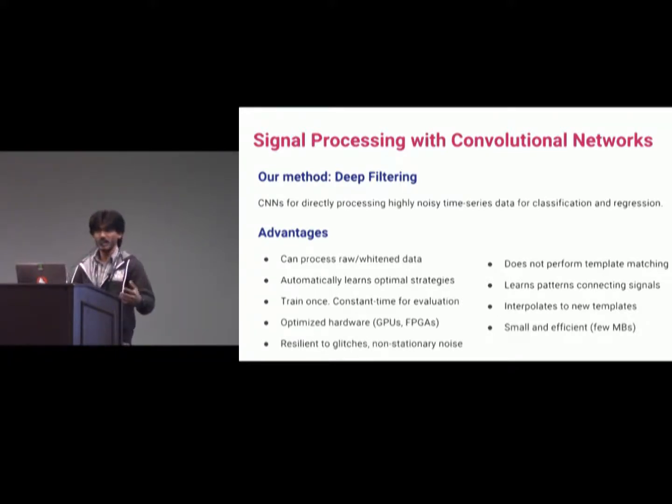And even though the training data, where you have thousands of templates, is gigabytes of data, the neural network actually learns to compress all this into a few megabytes. So it's actually learning patterns about the waveforms rather than just memorizing the templates.